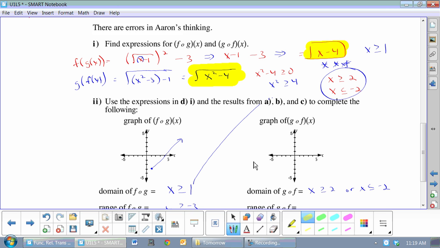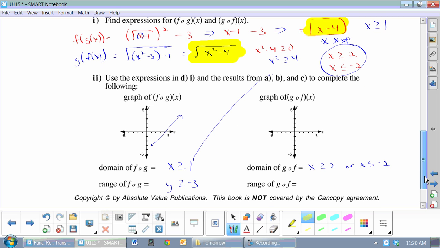So the smallest number greater or equal to 2 is 2, right? What happens if I put 2 in there? What do I get? 0. 3, 4, 5. Is it greater than 0 or less than 0? Greater. So for this one, I will get a range of y is greater or equal to 0, by plugging in 2, 3, 4, 5, 6. Okay? Now let's do the other one.